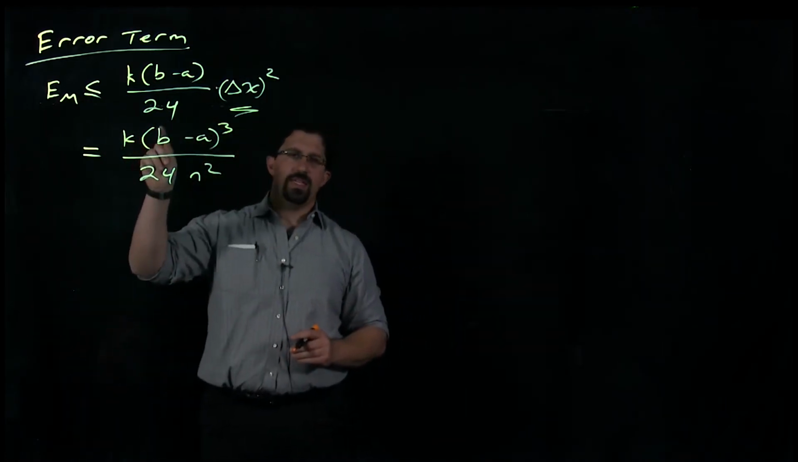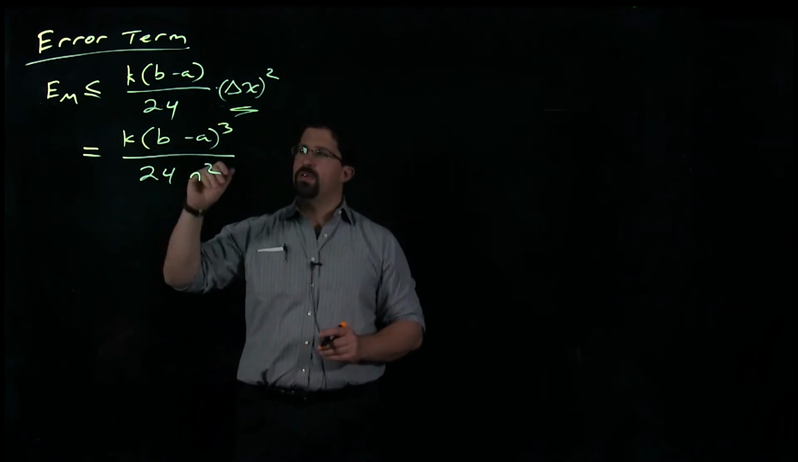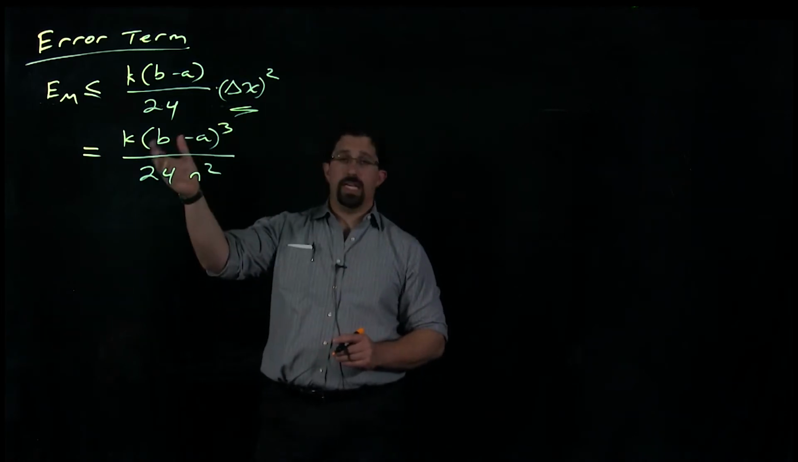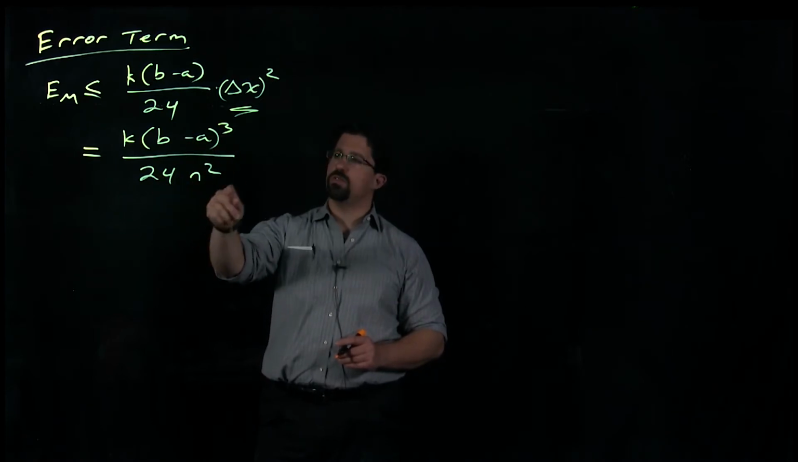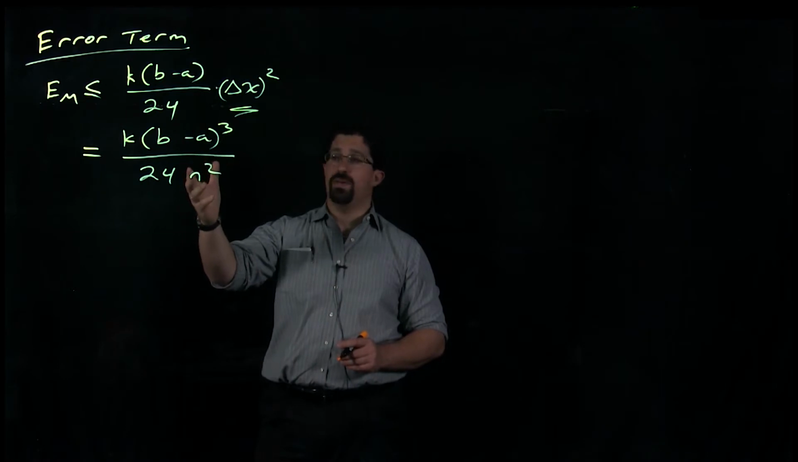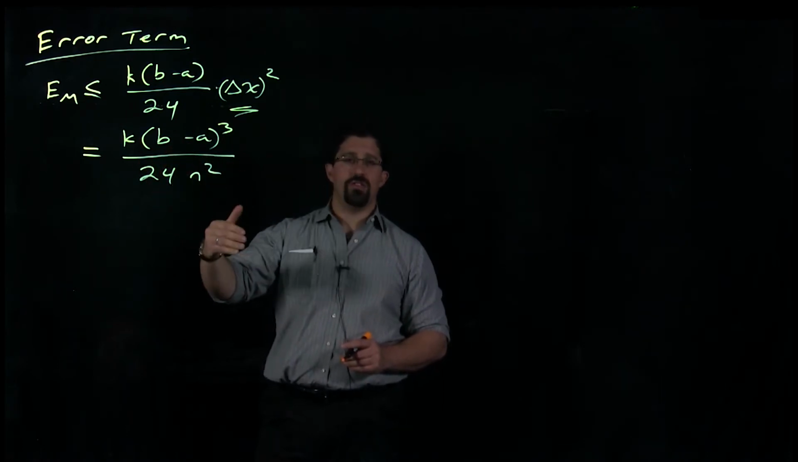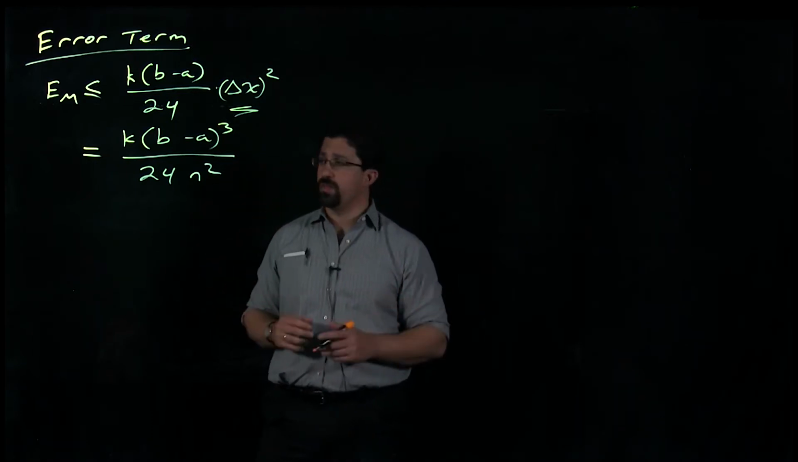So k is the largest possible value for the second derivative of our function. It's going to be a constant. B minus a is a constant, 24 is a constant, n is the thing that you're changing. And you see immediately what's going to happen. If I double the value of n, it's going to cut the potential error by a factor of 4, and so on. It's quite useful.